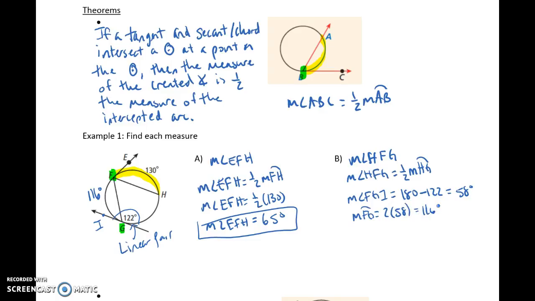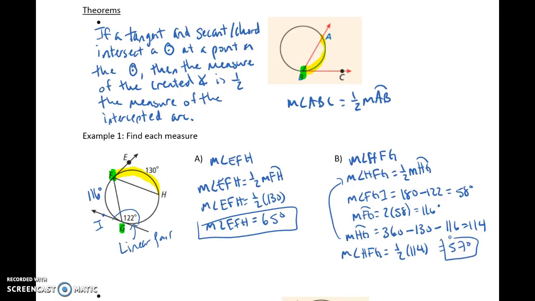Right. So then I can use the 116, the 130 to find HG because I know a full circle is 360. I'm going to do 360 minus 130 minus 116. So that arc is 114 degrees, which means coming back to that original inscribed angle theorem, the measure of angle HFG is 1/2 of 114, which is 57 degrees.